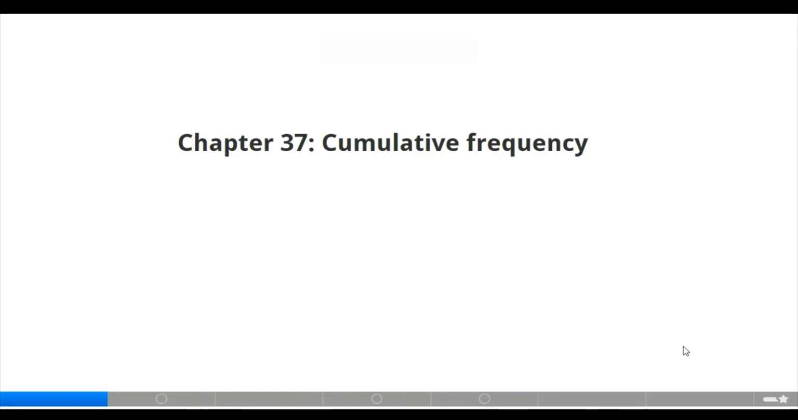In our mathematics class again, we are going to be looking at another topic, which is cumulative frequency. And we have our interactive content here that will serve as a guide for this class. Okay, so let's start with cumulative.